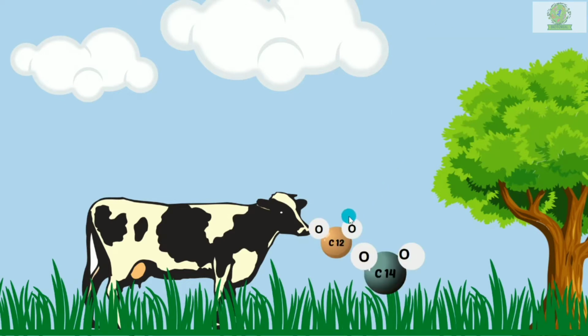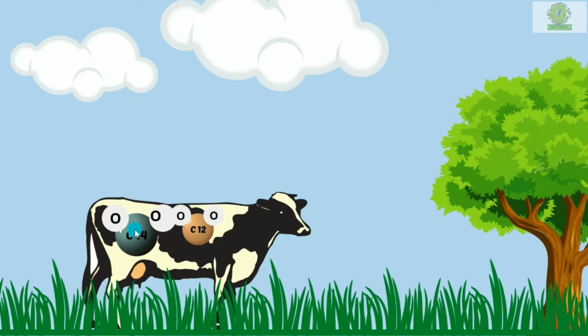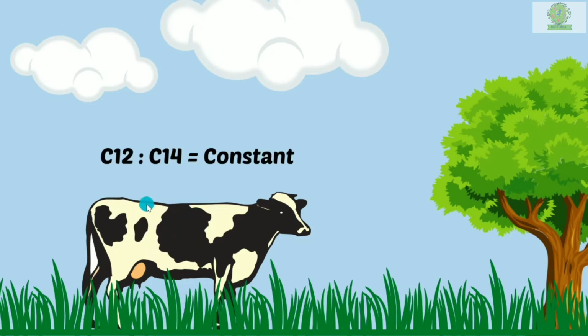Now this food which is formed is eaten by animals like cows, goats, sheep, etc., all herbivorous animals. Because they eat this food, which contains C12 and C14, the C12 is going to enter the body of this cow, and along with it the C14 will also start entering their body in small amounts. Now there is C12 and C14 present in this body, and if we take the ratio of C12 to C14, we will get some constant answer. The answer here is always constant.